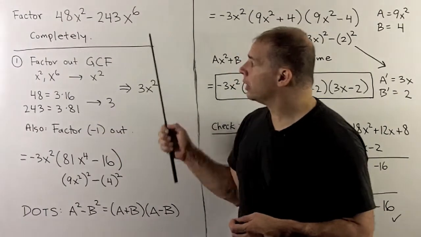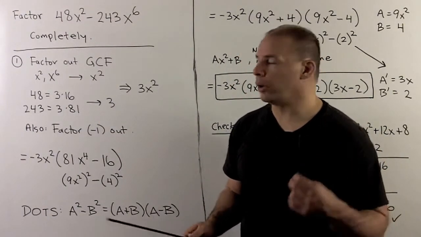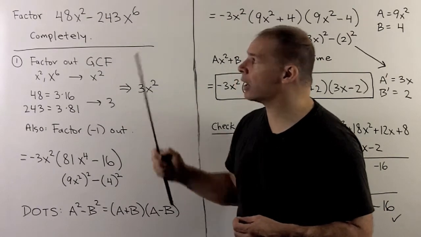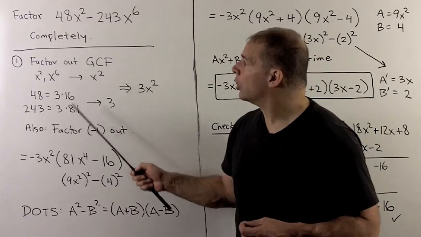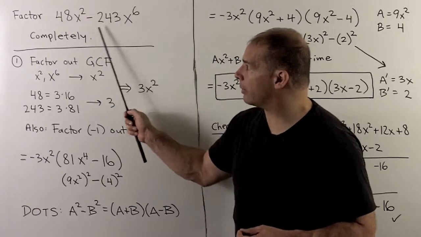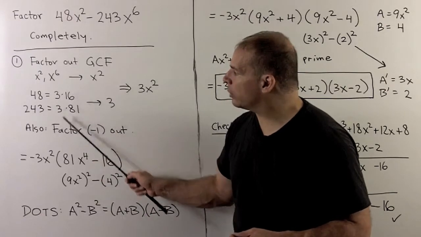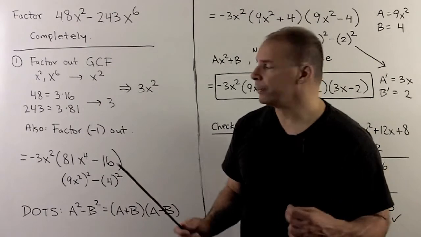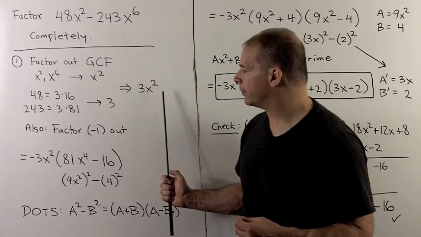As usual, we start by factoring out a greatest common factor if we can. So here we'll note, considering powers of x, we have x squared, x to the 6th power. We just use the lowest exponent, so I factor out an x squared. For the numbers, we have 48, 243. We don't worry about the sign. I factor these a little bit, and we note 3 will be the largest number that divides both of them. So we'll factor out a 3 also. So our greatest common factor for this polynomial is 3x squared.